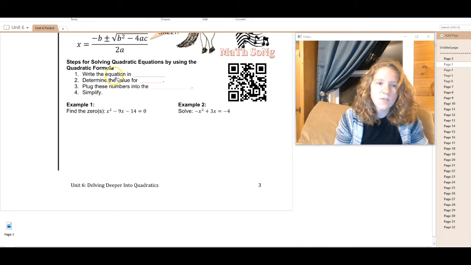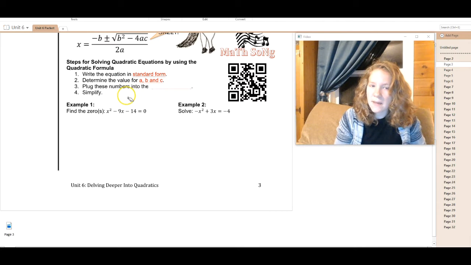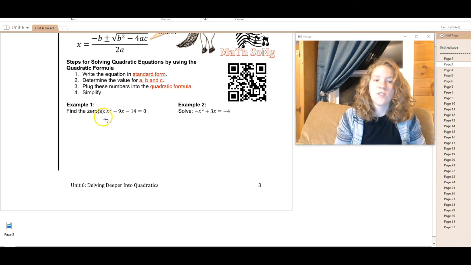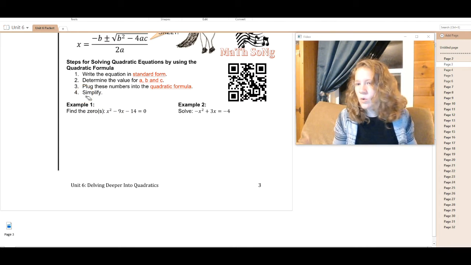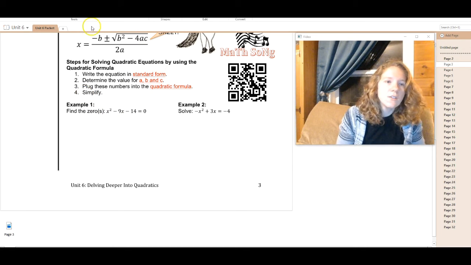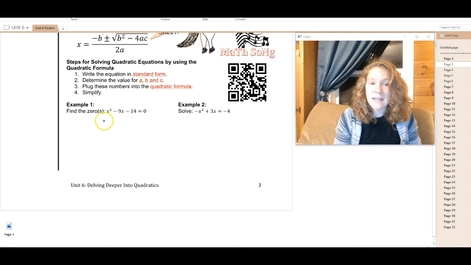So let's get these notes really quick. Like I said before, the first thing you're going to do is write your equation in standard form. Then you're going to determine the value for a, b, and c. And then you're going to plug these numbers into your quadratic formula and then use your order of operations to simplify. So let's go ahead and do an example.